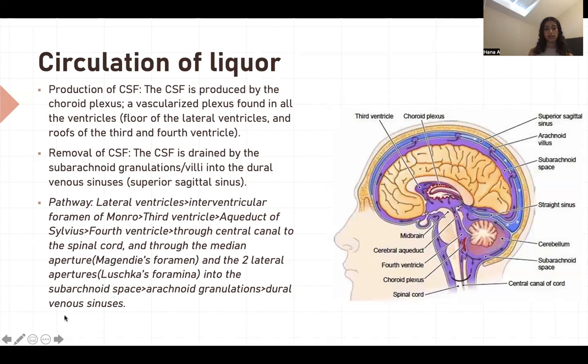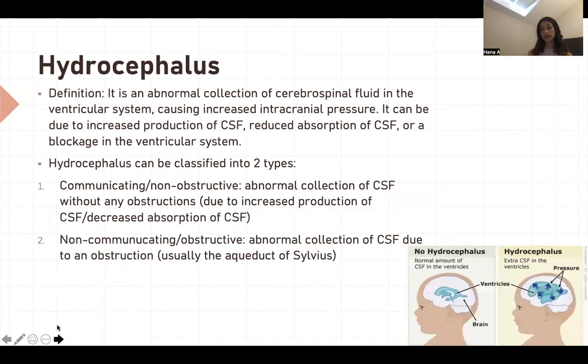So that's it. And lastly, the last topic we have to talk about is the clinical aspect of the whole circulation of liquor. So this is hydrocephalus. Hydrocephalus is a condition where you have an abnormal collection of cerebrospinal fluid in the ventricular system. And this obviously is dangerous because it causes an increased intracranial pressure.